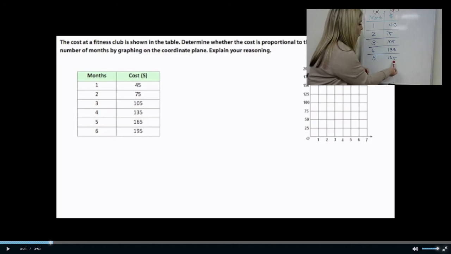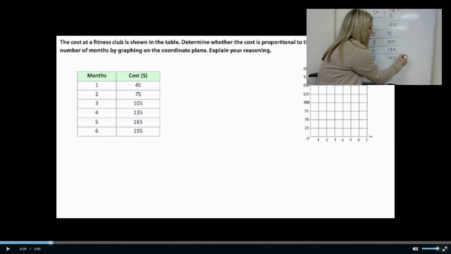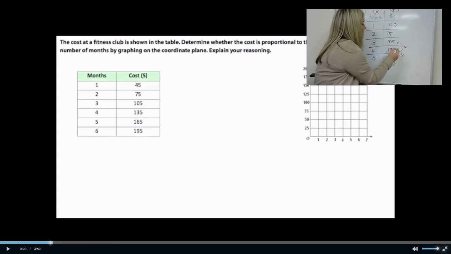So 165, how do I get from 165 to 135? It would be minus 30. 165 minus 30 is 135. That's what I want, right? So that was minus 30. Then, if I take away 30 here, it's 105. Okay, so then it is minus 30. So it's kind of looking like it's proportional, but we'll see.